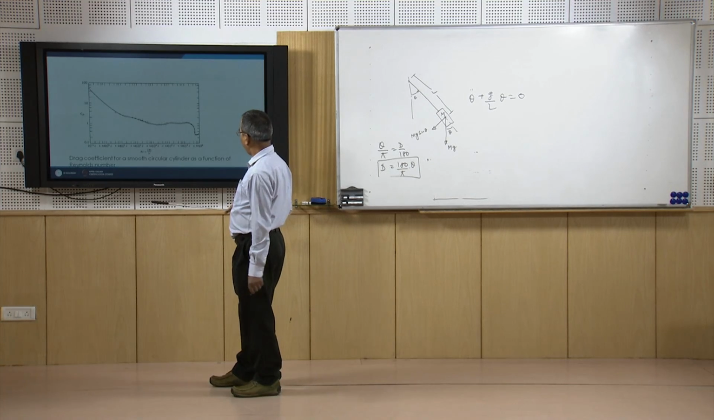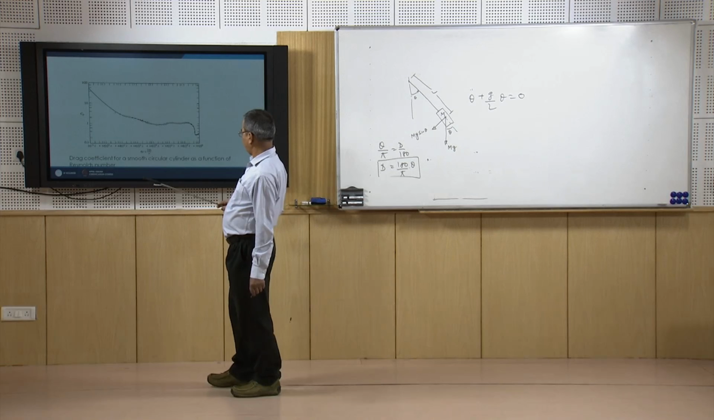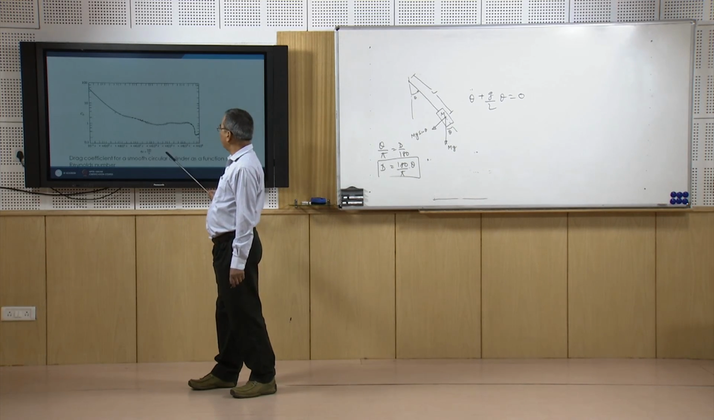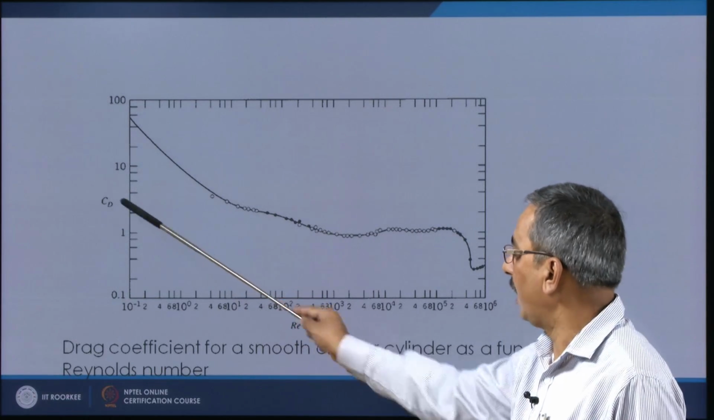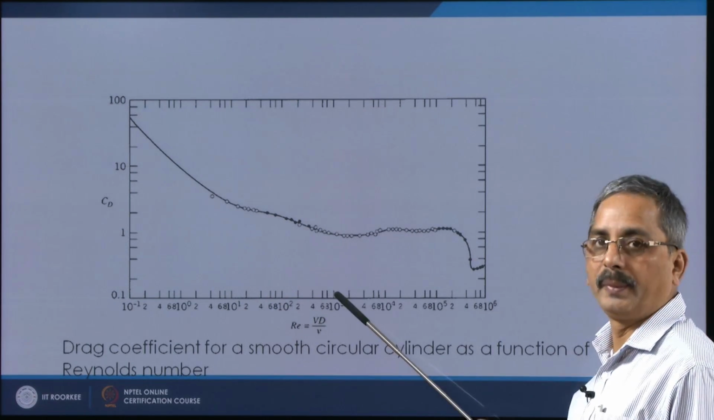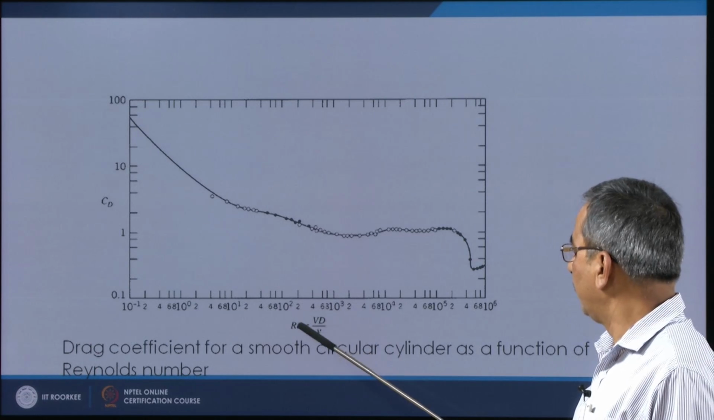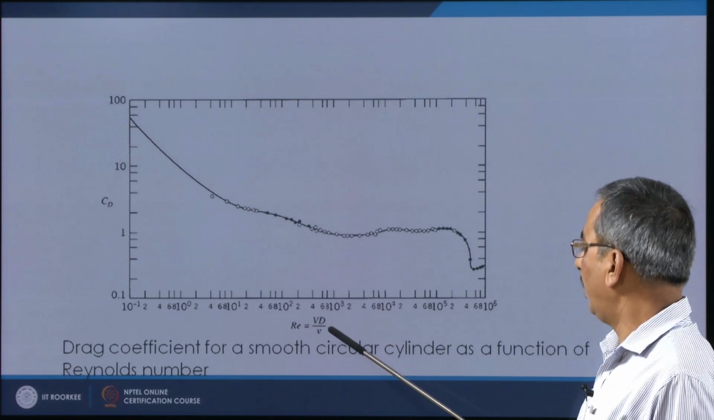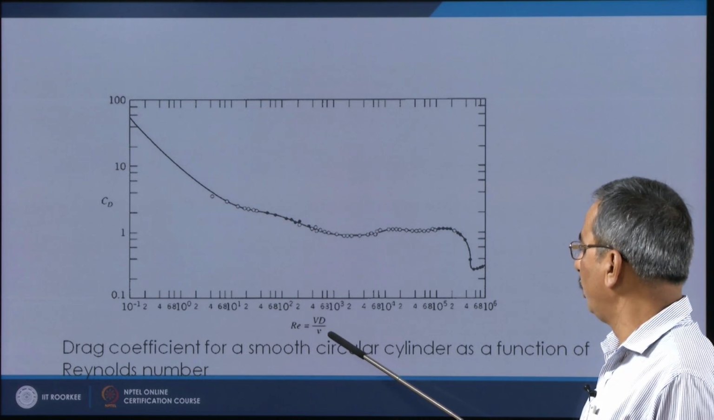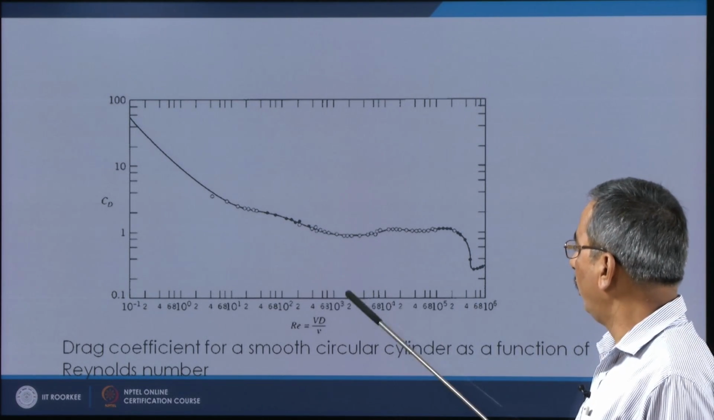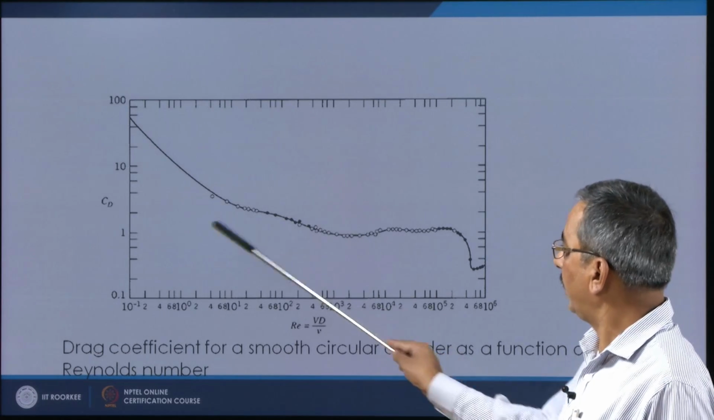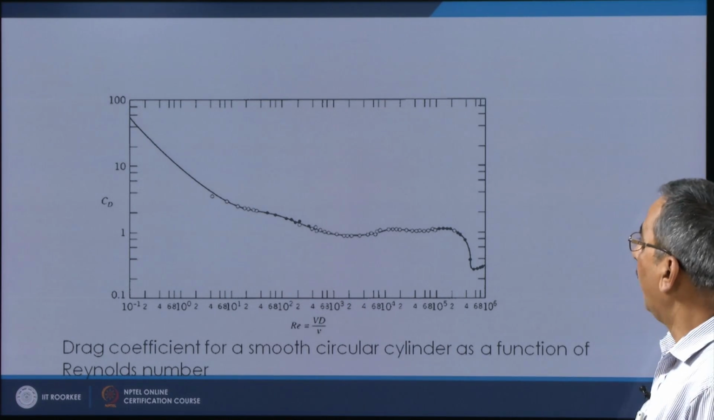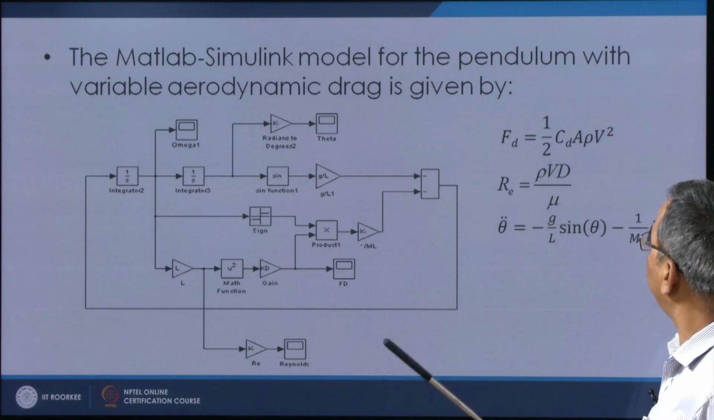We can use the standard literature available in order to find out the CD value for a given Reynolds number. The Reynolds number can also be expressed in terms of the kinematic viscosity, which is mu by rho. Anyhow, for a given Reynolds number, we can find out the value of CD, and that CD value can be substituted back.